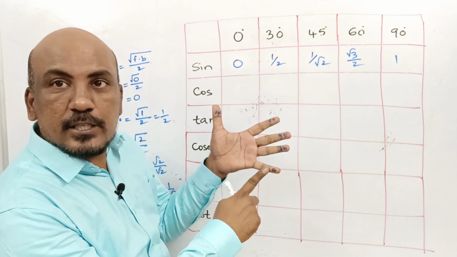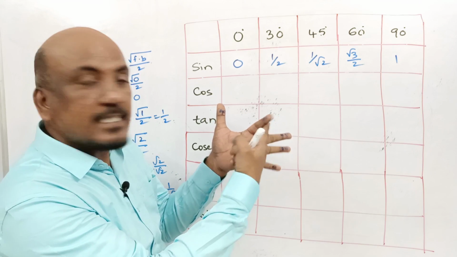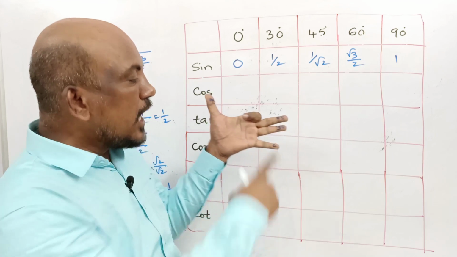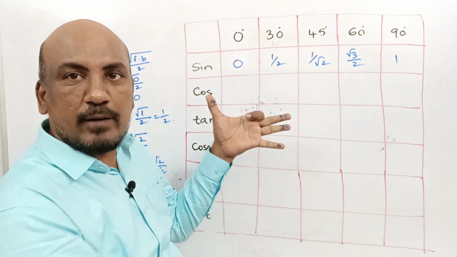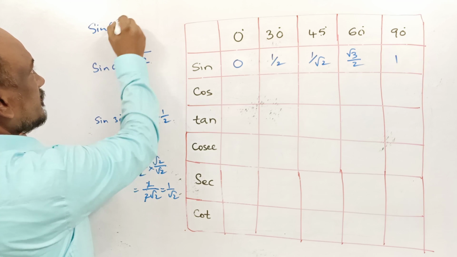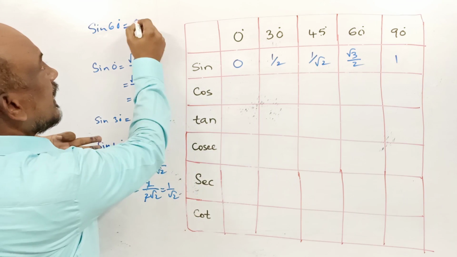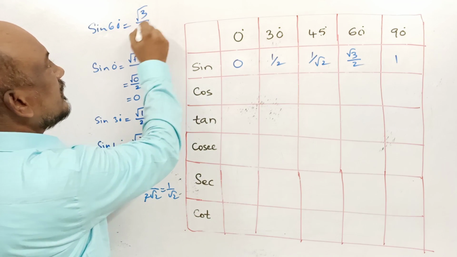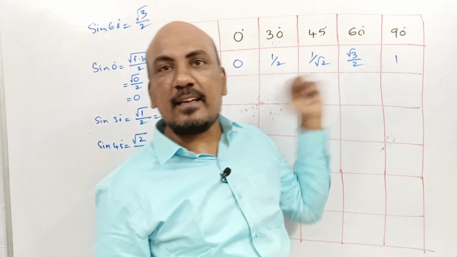Next we will go for sine 60. In the same way, 0, 30, 45 and then 60. When I take this 60, I am folding this finger. How many fingers are there below this folded one? 3 fingers are there. So what is sine 60 going to be? Sine 60 is going to be under root of how many fingers here? 1, 2, 3. So 3 by 2. So it is under root of 3 by 2.